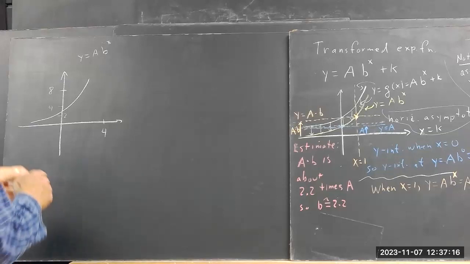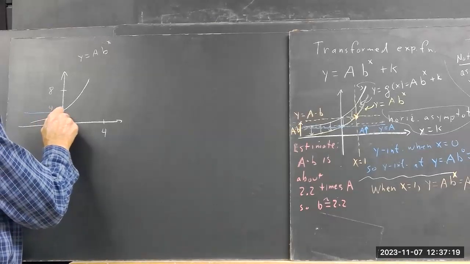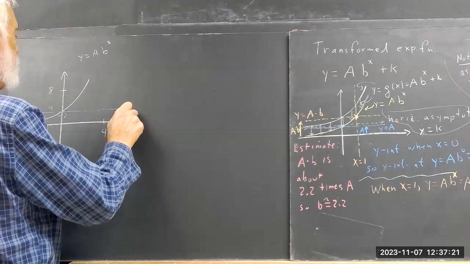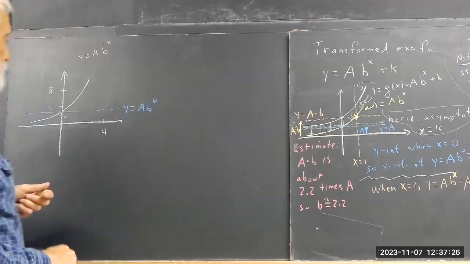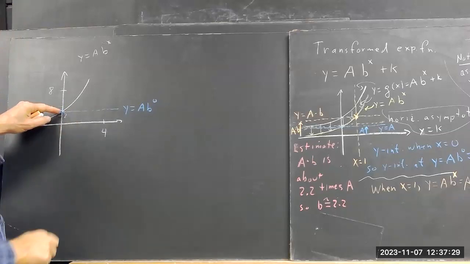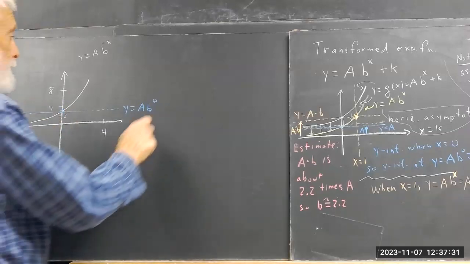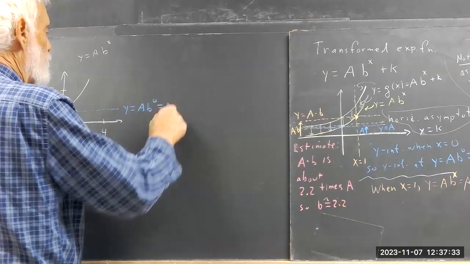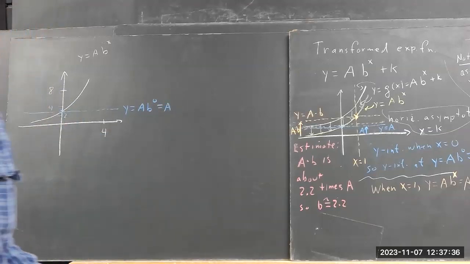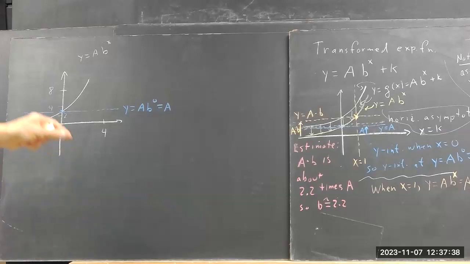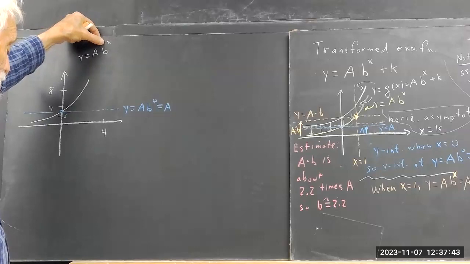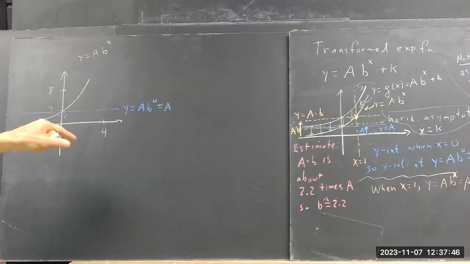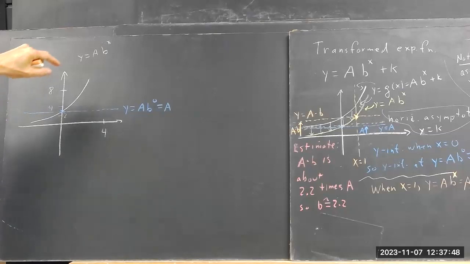So I can sketch a horizontal line through the y-intercept. This, of course, is y equals ab to the 0, because this is the x equals 0 point. That's just equal to a. So there we have a. If you've got a scale on a graph of ab to the x, then you can immediately read off a.